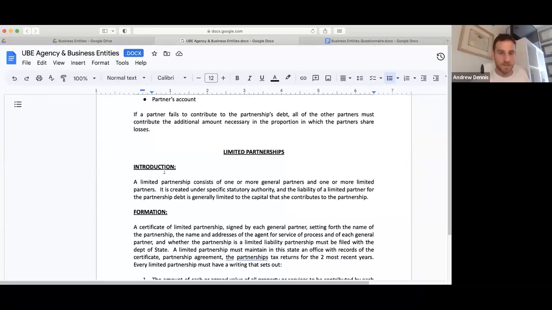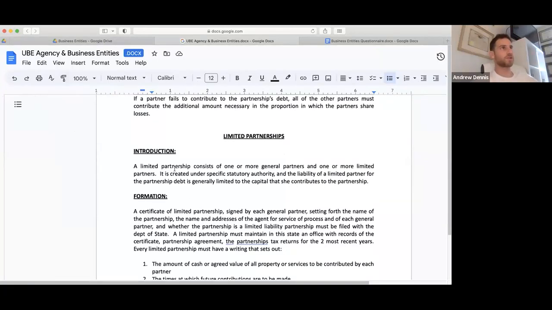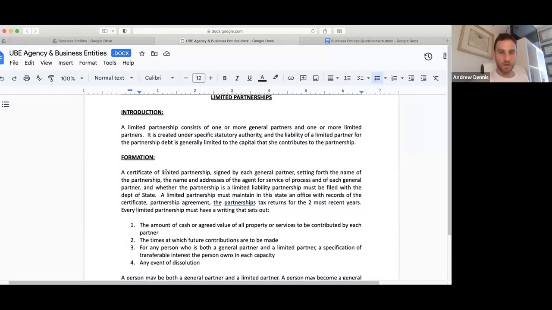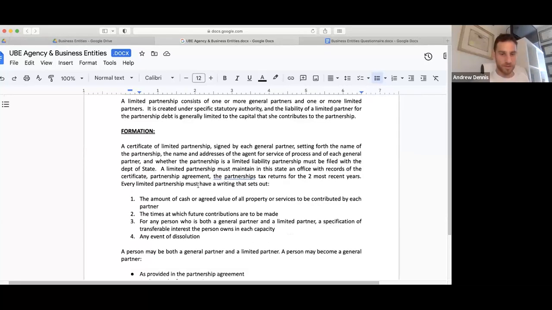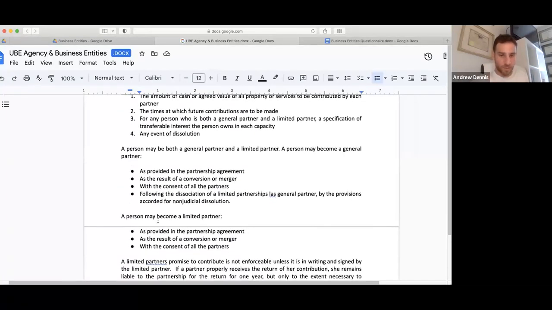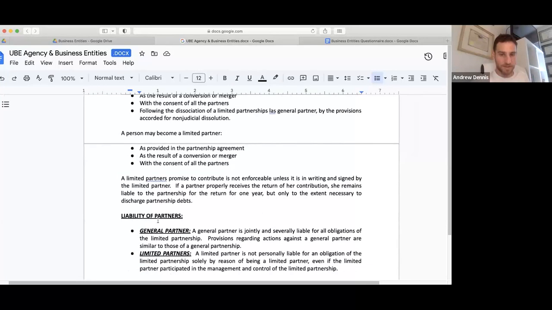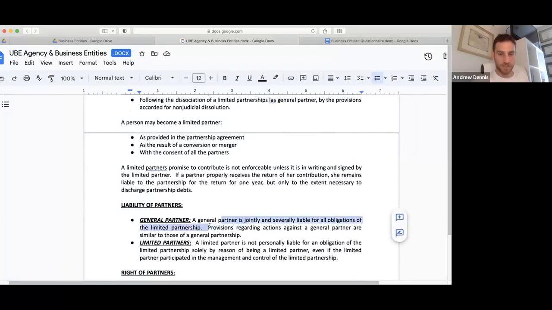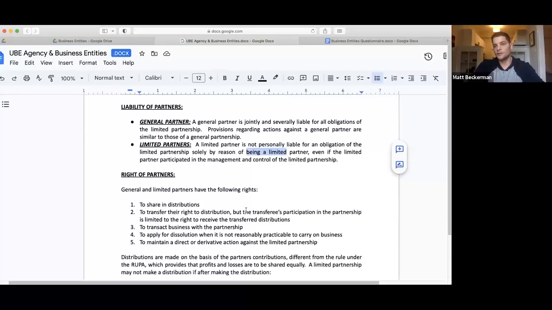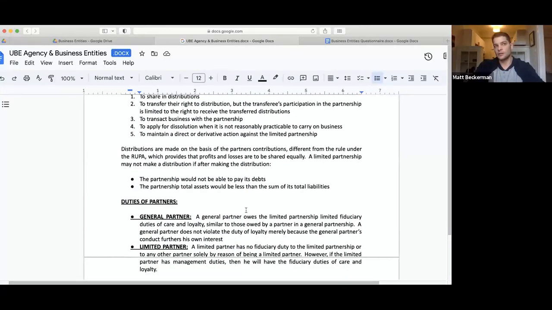Let's look at LPs, so limited partnerships. Just know that general partners are personally liable. Limited partners are only liable for their stake in their investment. They're not personally liable. So a limited partnership means that there has to be at least one general partner, and then there could be limited partners. You could be a general partner and a limited partner, or you could just be a limited partner. Basically, the general partner is jointly and severally liable for all obligations, whereas the limited partner is not personally liable.